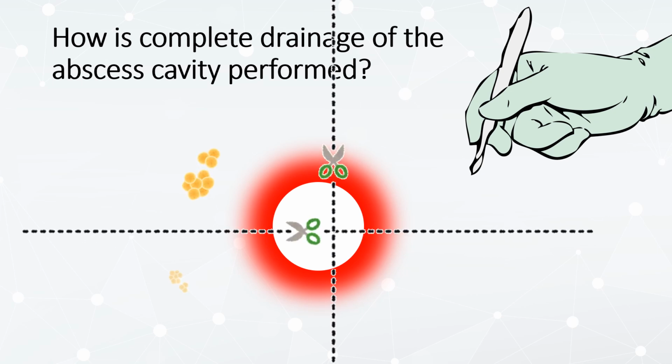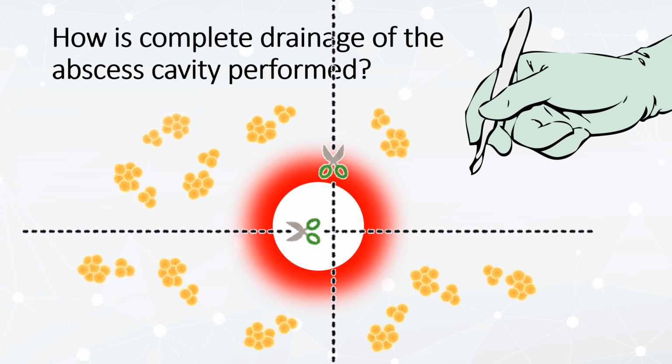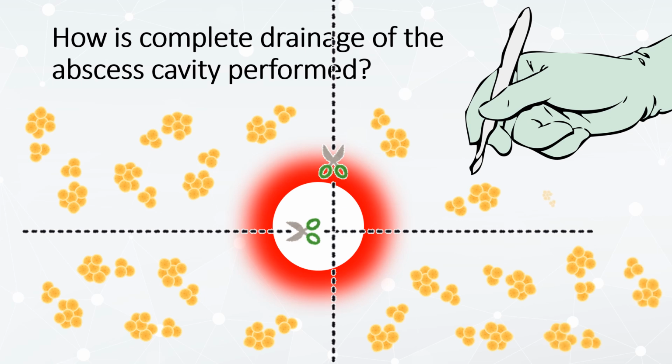Sometimes one incision is not enough to fully drain the abscess cavity. When an additional incision is made over the pocket furthest from the main incision, a counter opening is made.